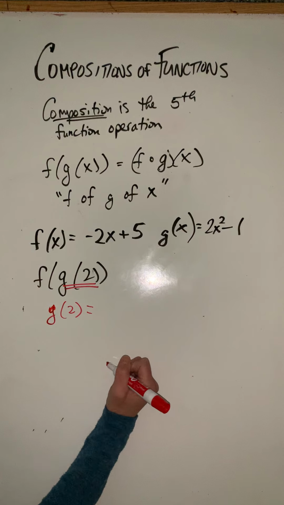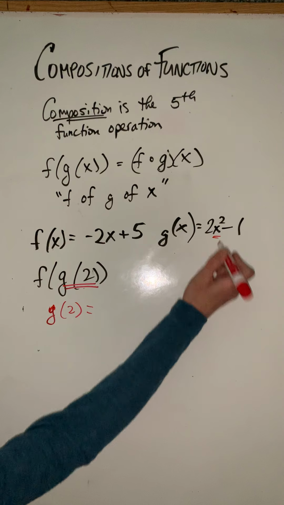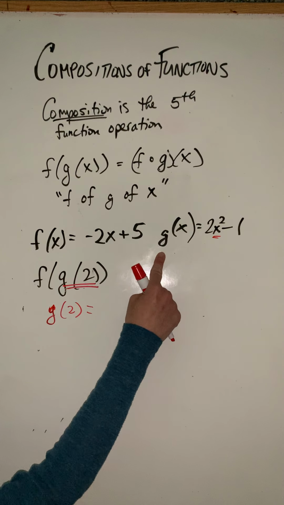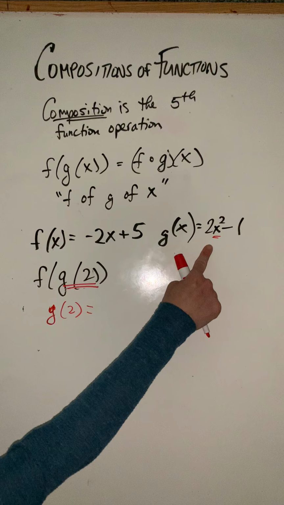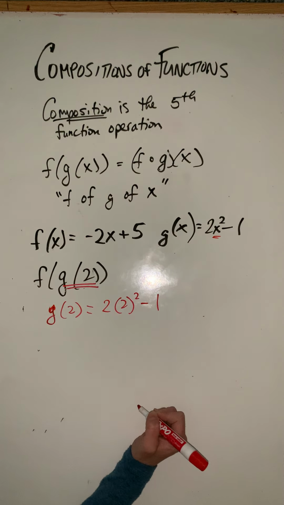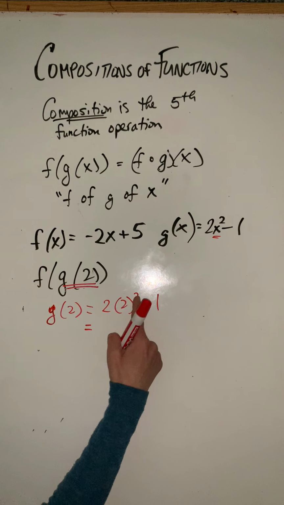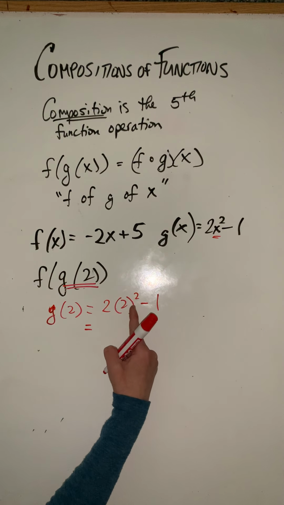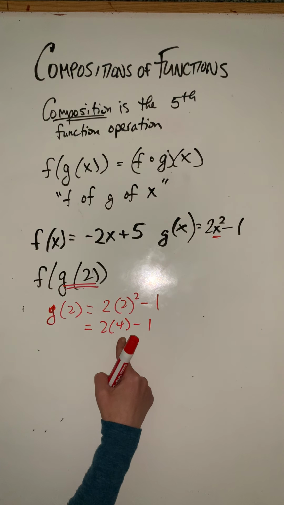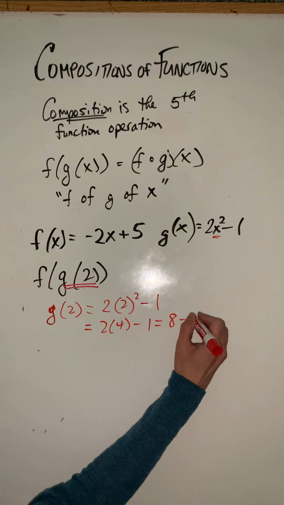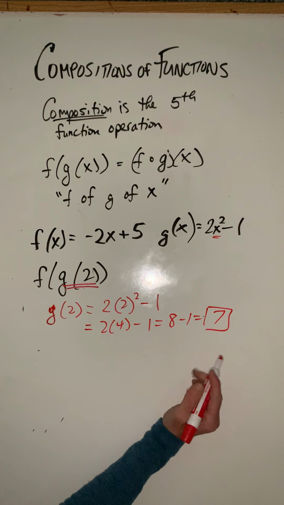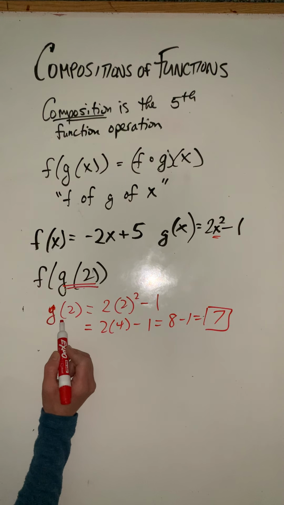So g of 2, we know how to find that, right? We're just going to take 2 and plug it in for x in our function g. Just make sure you're choosing the right function to match whatever that letter is. So we plug 2 in for x here. We get 2 times 2 squared minus 1. Again, we do exponents first. 2 squared is 4. 2 times 4 is 8. And 8 minus 1 is 7. That's not our final answer. That 7 just represents the value of g of 2.